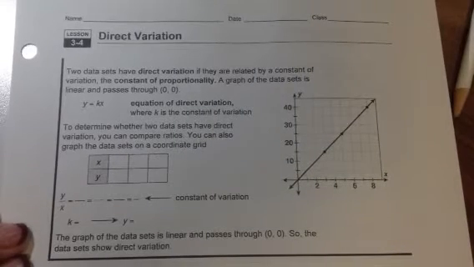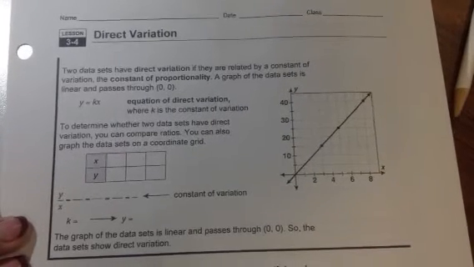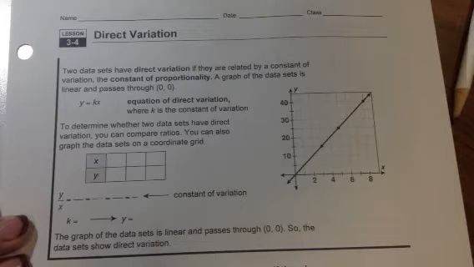Okay, so when looking at direct variation, it's a little bit like proportional. In order for something to be directly variated, it has to go through 0, 0. So what it says here is two data sets have direct variation if they are related by a constant of variation, the constant of proportionality. A graph of the data sets is linear and passes through 0, 0. Okay, so that's a lot of words to say that it has to be linear and it has to go through 0, 0, so it has to be proportional.